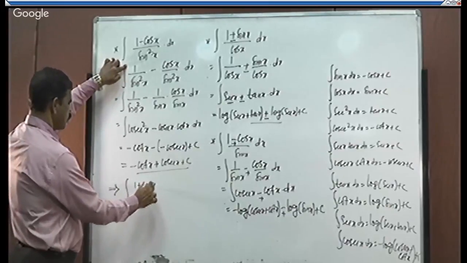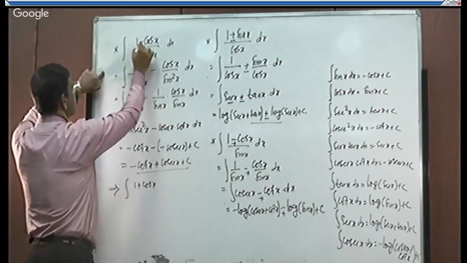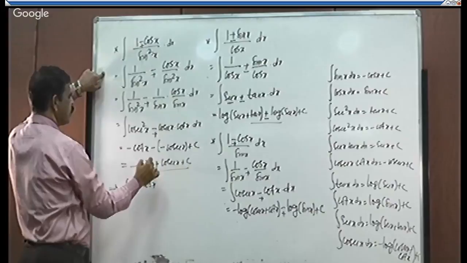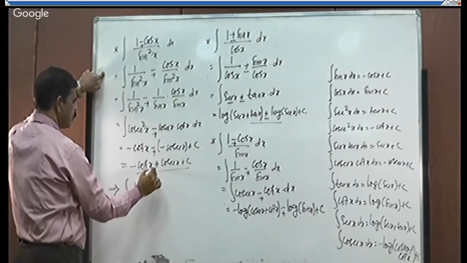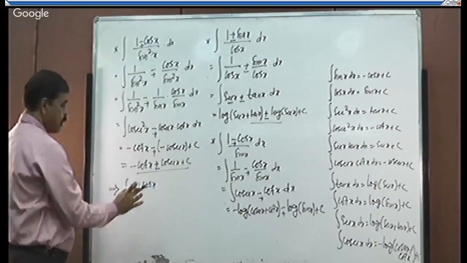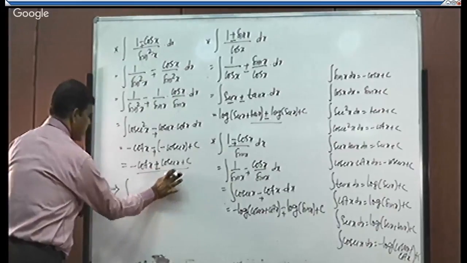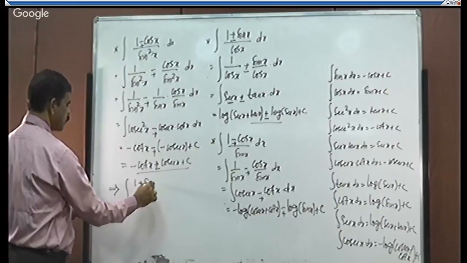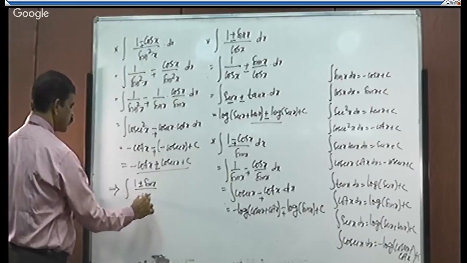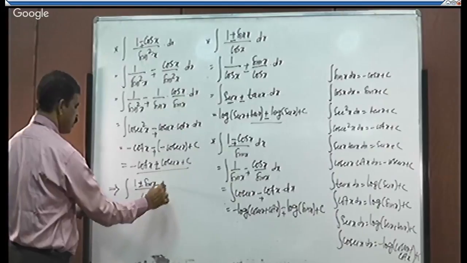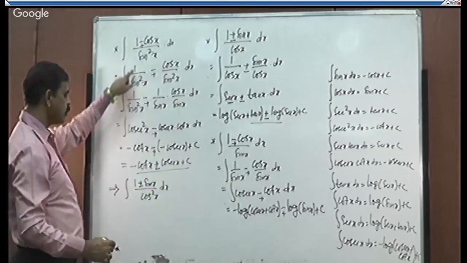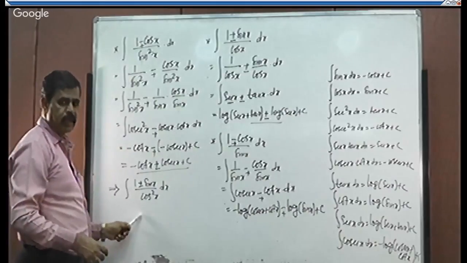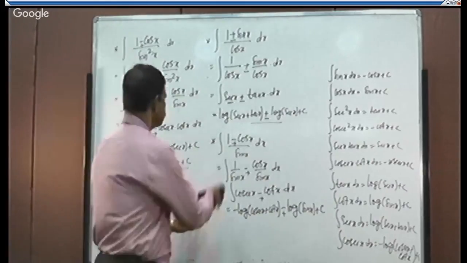1 plus cos x. Suppose if it is cos plus, the answer will become what? This is plus, this is plus, this will become plus, and this will become minus. You follow the same procedure for this type of problem, that is 1 plus or minus sin x divided by cos square x into dx. The procedure is same, right? Follow the procedure and get the answer.